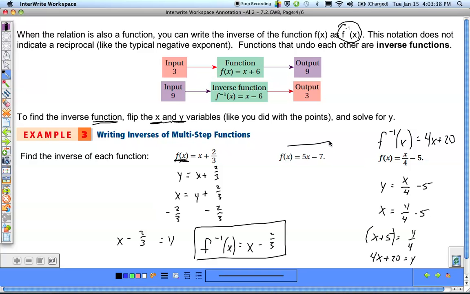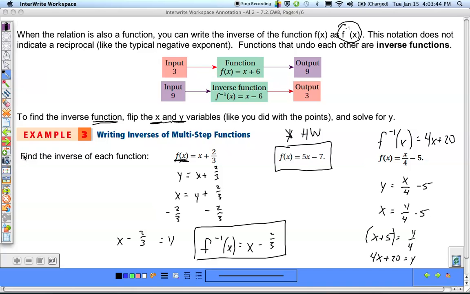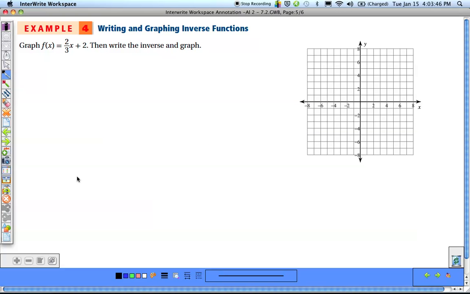All right, this one here we're going to hold off on. I want you guys to attempt this one as your homework, and we'll come back tomorrow and take a look at it. All right, we can do this with the graph as well.